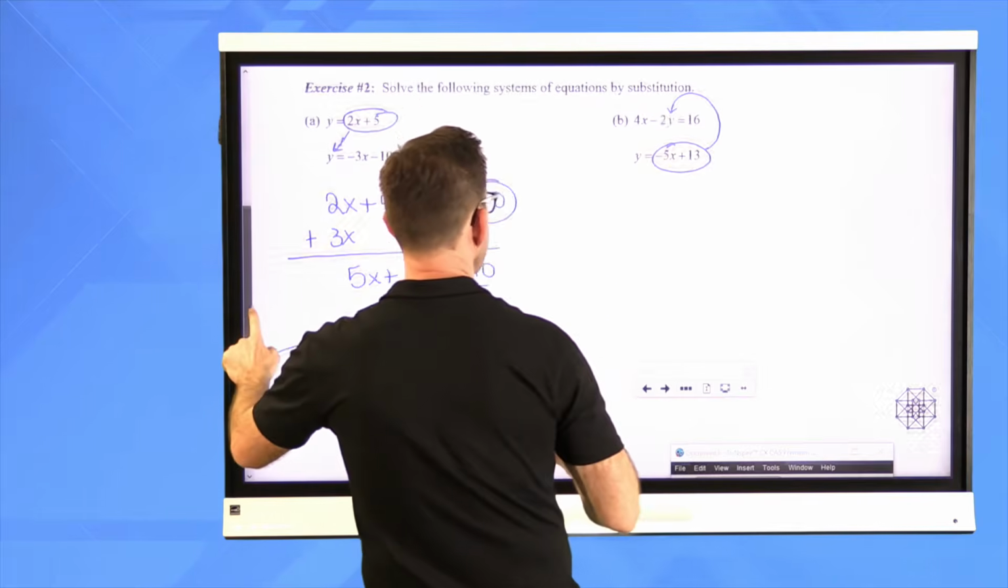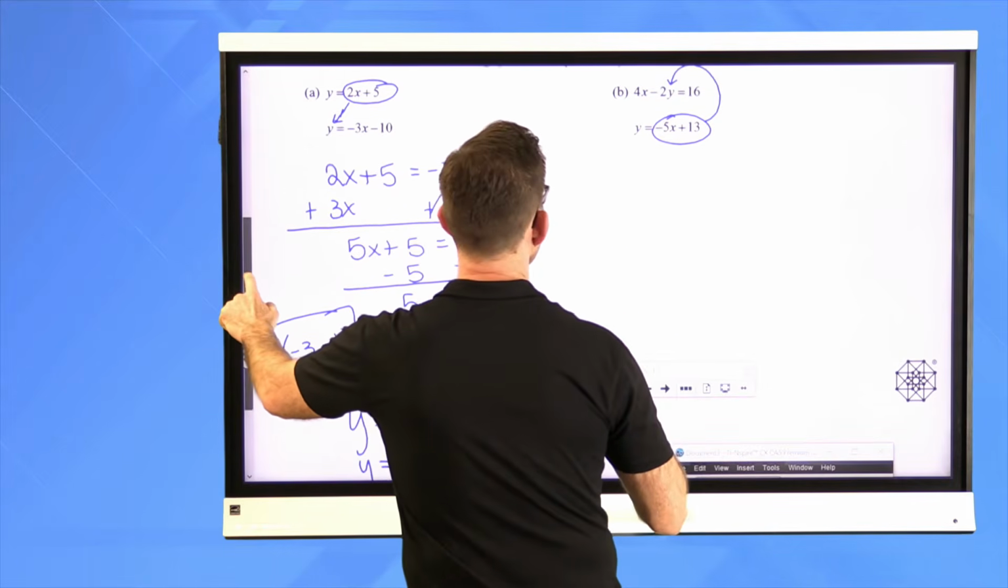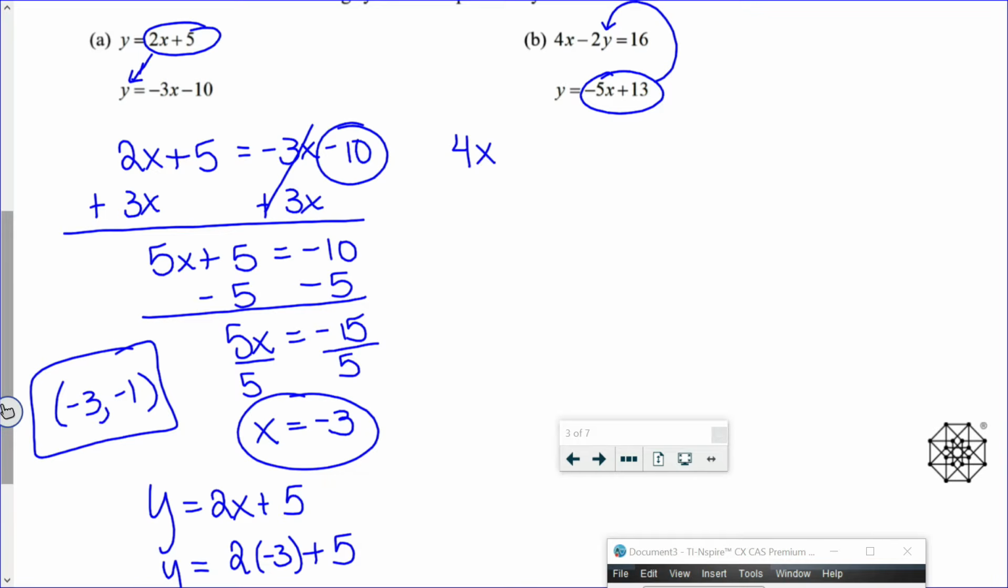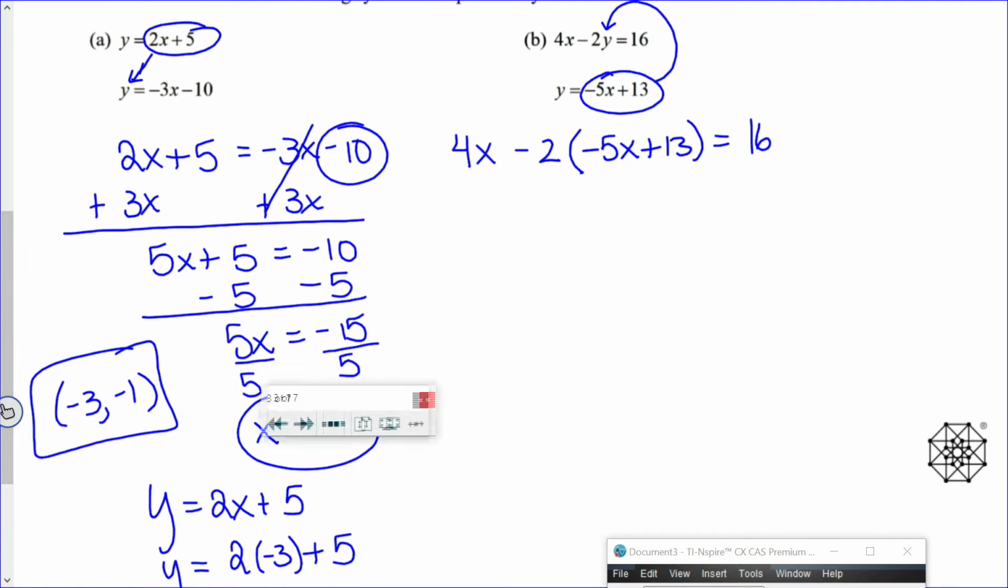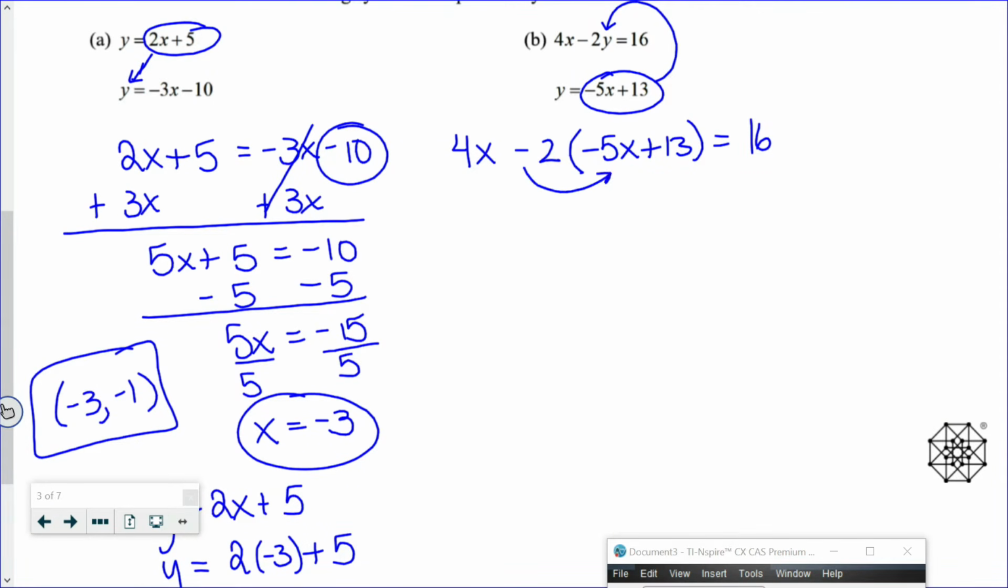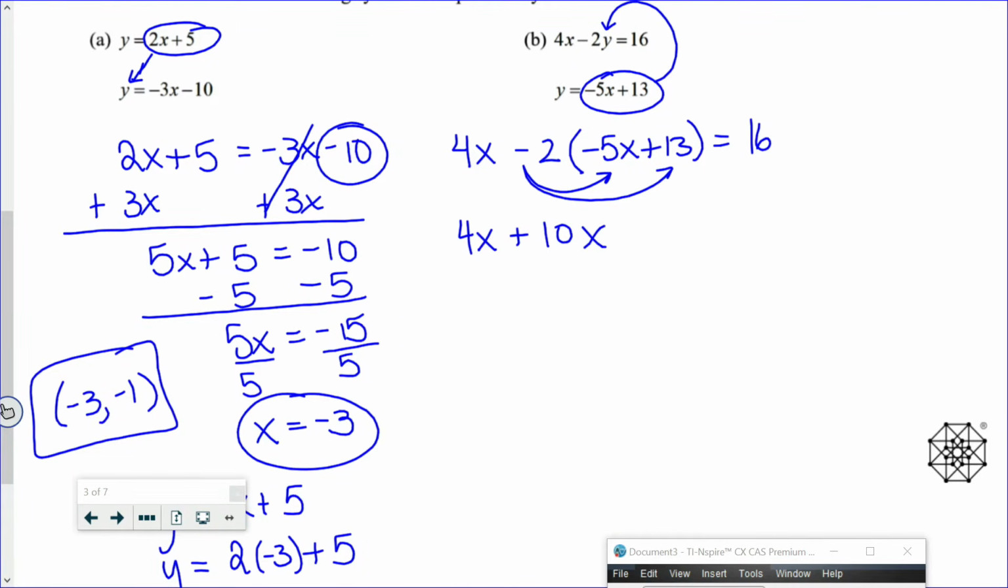All right, give myself a little room, bring that all the way up to the top. Here we go. So I'm going to have 4x minus 2, and get some parentheses in there, times negative 5x plus 13 equals 16. I have just substituted what y is equal to in the second equation into the first one. Now I need to multiply through this parentheses using the distributive property by negative 2. Negative 2 times negative 5x is positive 10x. I have negative 2 times positive 13 is negative 26, and that's equal to 16.